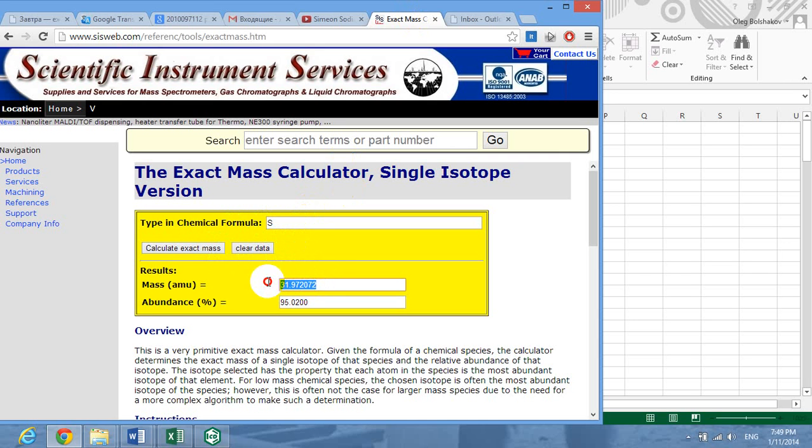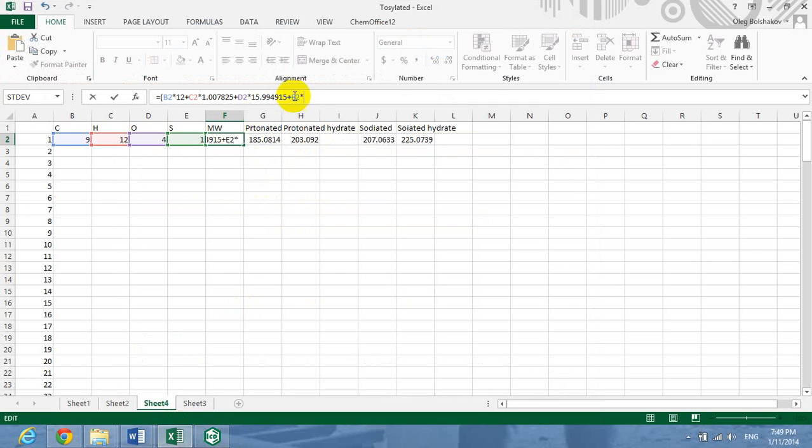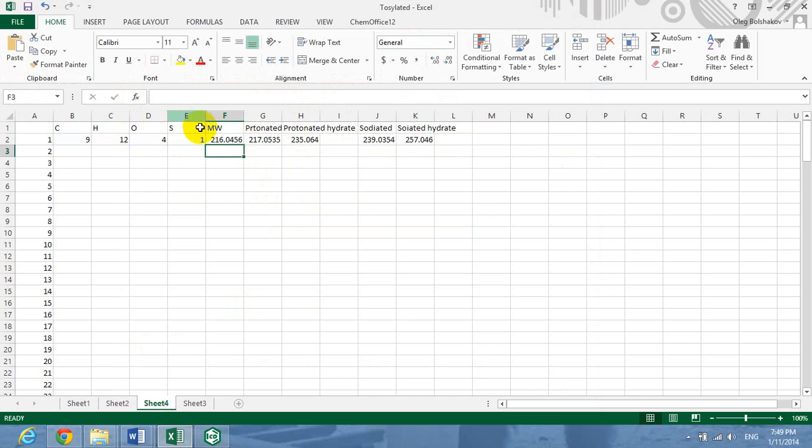And exact mass of the sulfur is 31.97. We copy it, we paste it in the Excel file, and close the brackets, press enter. This is the exact mass of the molecule, and since we left the equations for the rest of the columns, we still have the exact masses of the protonated molecule, protonated hydrates, sodiated, and sodiated hydrates, which is really convenient.